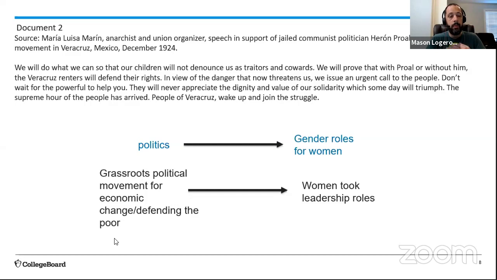And the second one, we have a woman who is trying to organize in support of a jailed communist politician. By the way, you all read the source line, right? You need to read the source line in every single DBQ. Please read the source line. But notice here, we have women that are involved, as Smith put it, in grassroots political movements. So women are taking leadership roles. So again, politics affecting gender roles.